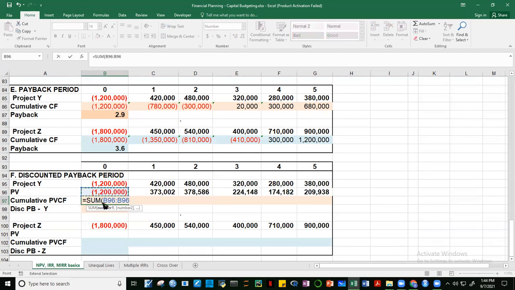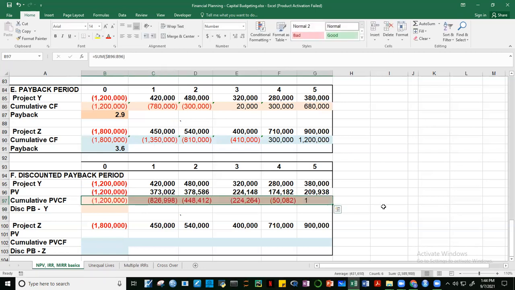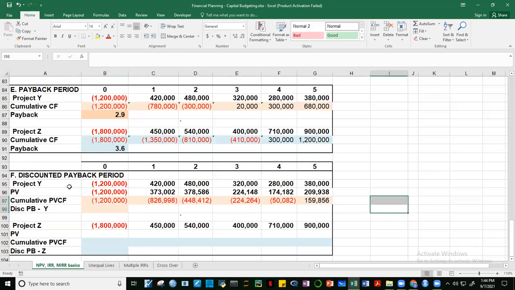Yan. Okay, let me just put it here. F4. Okay. Diba? Cumulate natin sila. Okay, when we cumulate them, we see, guys, that using the discounted payback, ang payback period ni Project Y will be 4+ years. No?